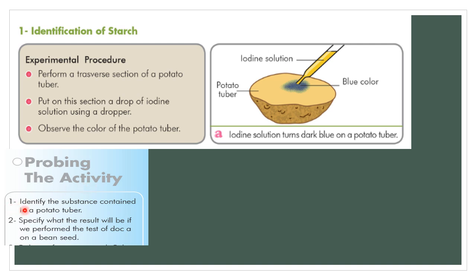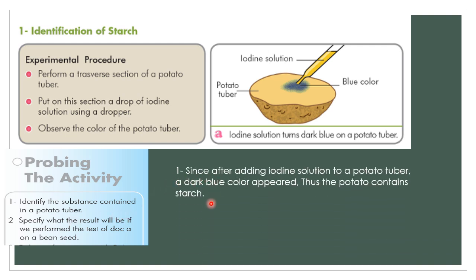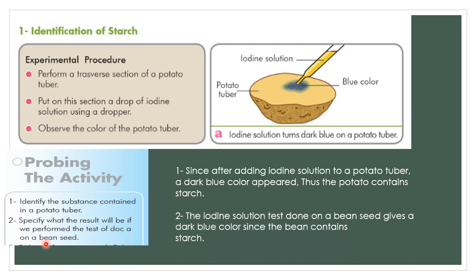Dropping the activity. Identify the substance contained in a potato tuber. What's the substance contained in the potato tuber? Since after adding iodine solution to a potato tuber, a dark blue color appears, thus the potato contains starch. Specify what the result will be if we perform the test of document A on a bean seed. The iodine solution test done on a bean seed gives a dark blue color since the bean also contains starch. So the iodine test is used to identify the presence of starch.